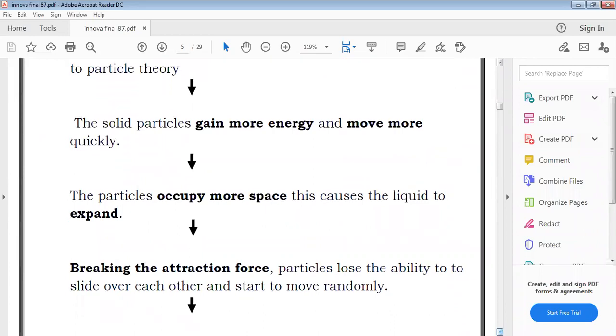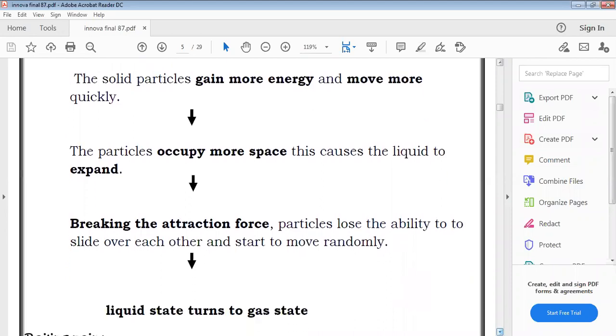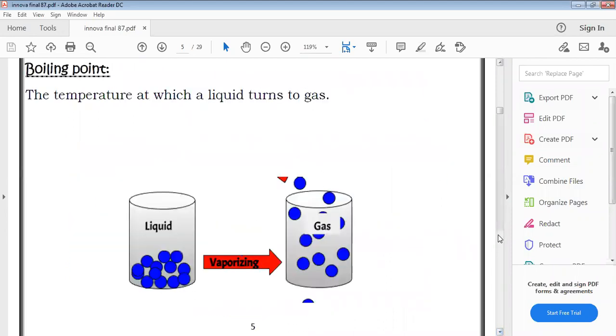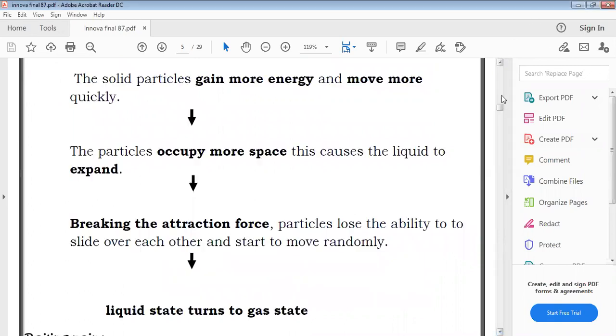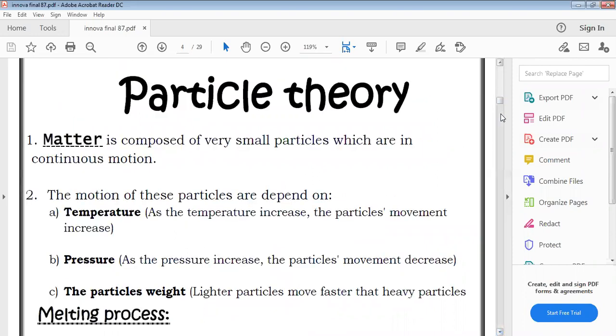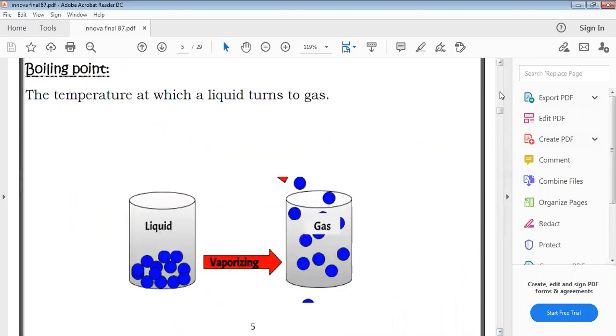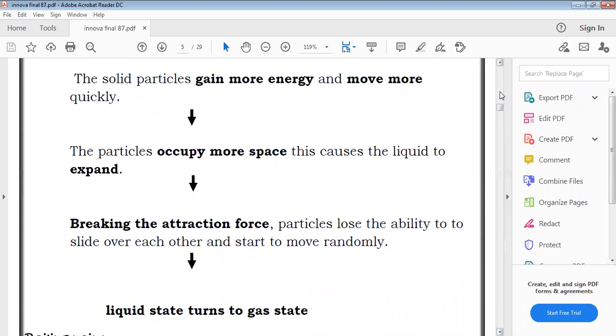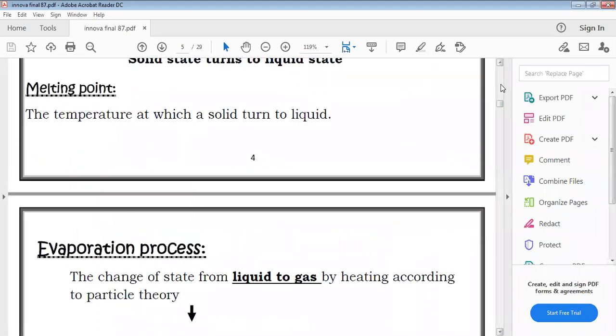But I won't say lose the ability to vibrate. I'm going to say lose the ability to slide over each other and start to move randomly. And here the liquid state changes into gas state. Okay, the same as the melting, but instead of from solid to liquid, it's going to be from liquid to gas. And instead of vibrate, move faster. And instead of just vibrating, now we're going to write sliding over each other and move randomly. Can you tell me the evaporation to be sure that you understand all of that?